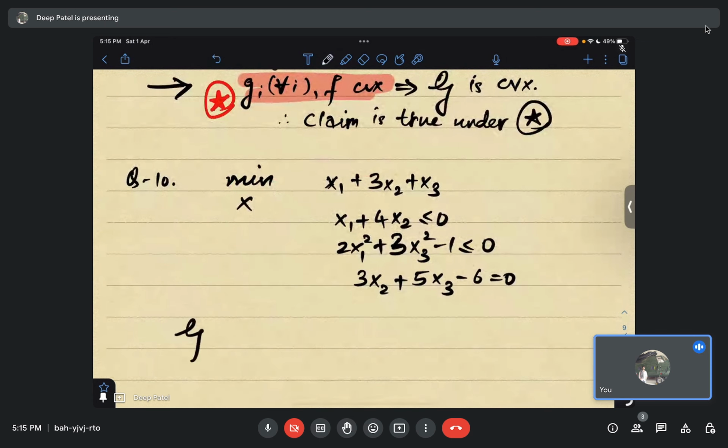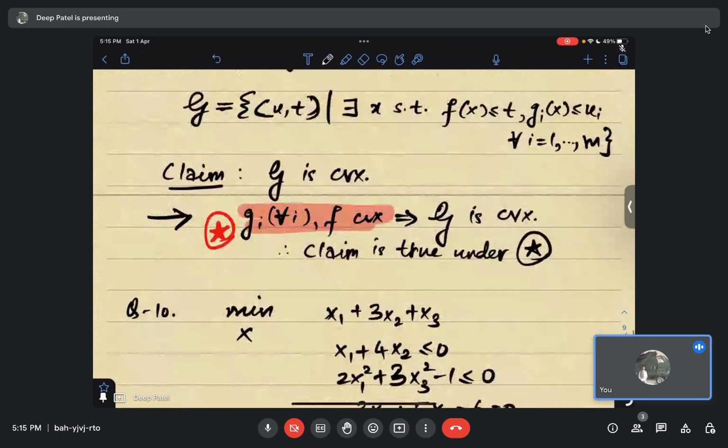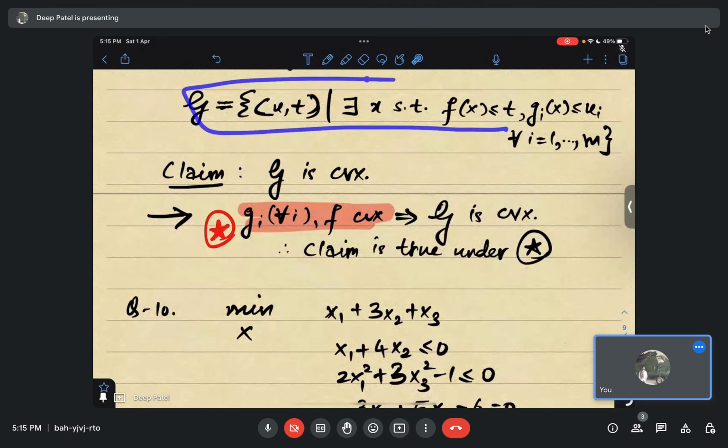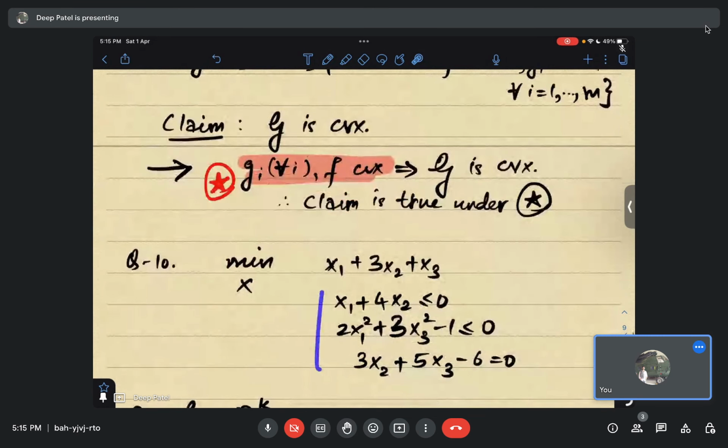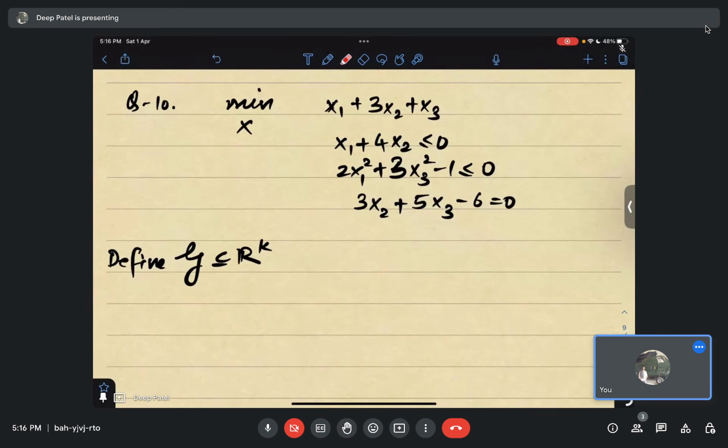And so we will define G as above. So the G that we defined here, this G. So there are how many constraints? 3 constraints and 1 for this. So I think G will be a subset of R4. Yeah, R4.